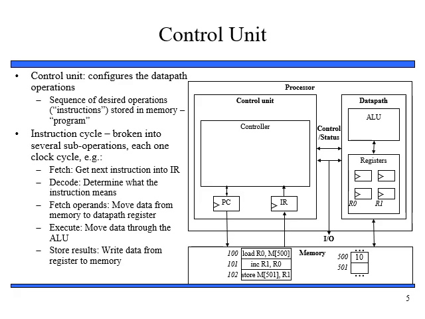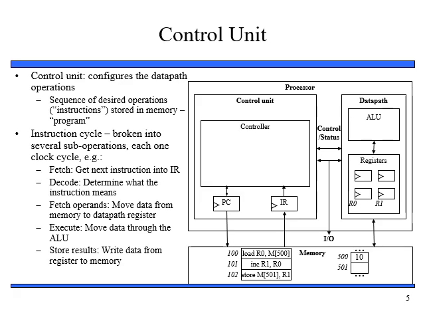We typically call it 64K memory. So the processor address size is going to be 64K. Now, instruction cycle is typically broken into several sub-operations, each one taking a clock cycle. For example, we have fetch. In fetch, get next instruction in instruction register.